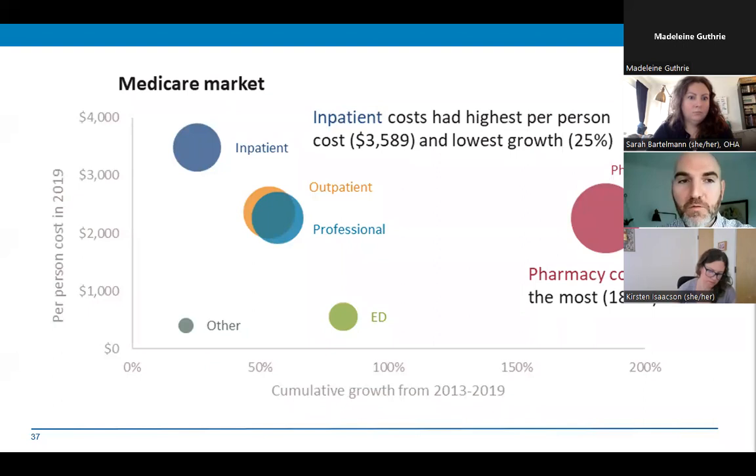On the other hand, pharmacy, way on the right-hand side, is a large bubble, medium height cost. It's about the same as outpatient professional, but the growth is the most at 185%. So pharmacy is clearly driving the overall spending because of its bubble size. But inpatient, outpatient, and professional are all kind of tied for second here. So they're also influencing overall cost growth to a pretty high degree, but really eclipsed by that pharmacy spend. Emergency department and other are relatively inconsequential here. They're relatively low spend and somewhat low growth, although ED isn't super low growth. It's kind of in the middle of the pack.